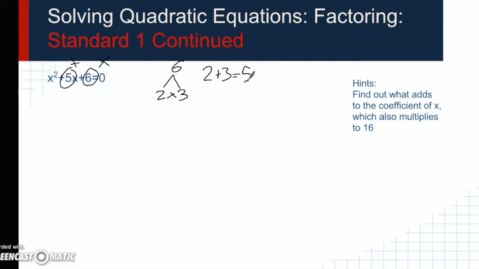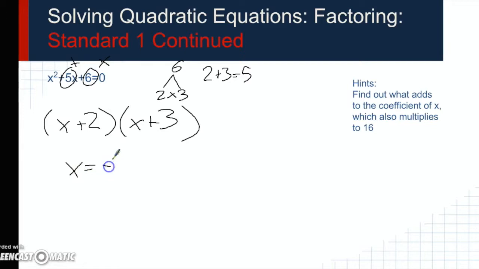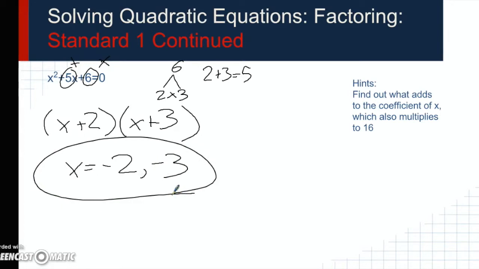So we just have to put those two numbers in the equation. So you put x plus 2 times x plus 3. So that automatically gives your solution, which is x equals a negative 2 and a negative 3. And it's always negative when it's positive within the equation, so that should be easy to remember.